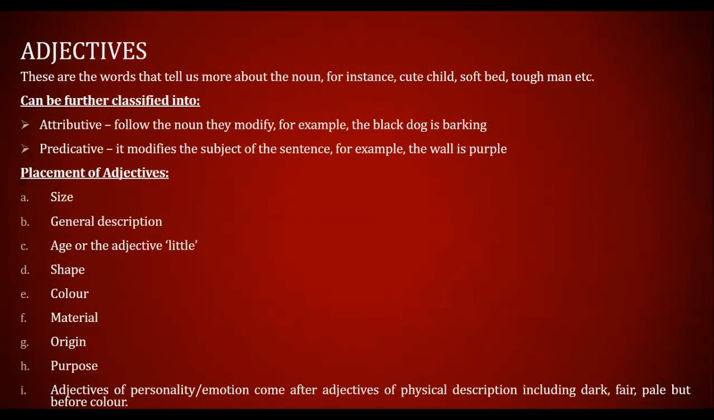So this is the placement of adjective. This is the order that you have to follow. So you'll be referring to size, then the general description or your opinion, the age, the shape, the color, the material, origin, purpose, and then comes emotion, adjective of personality.